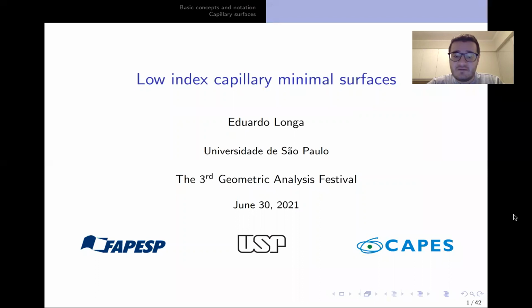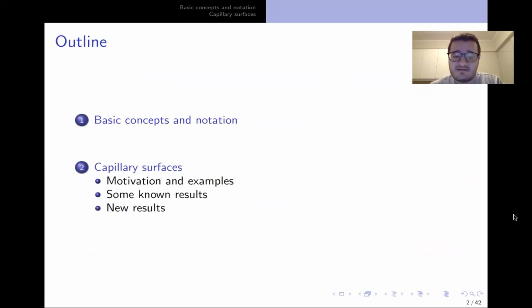So the topic I want to address today is capillary minimal surfaces. This is a brief outline of the talk. In the first part of the talk, I will present some basic concepts on differential and Riemannian geometry and some basic notation for everybody to follow the talk, and also present some definitions on capillary minimal surfaces, CMC surfaces, stability, and so on.